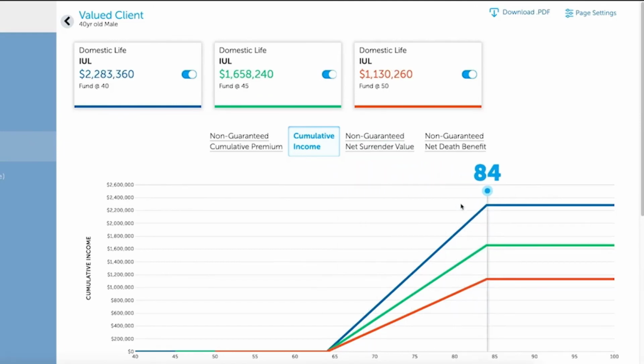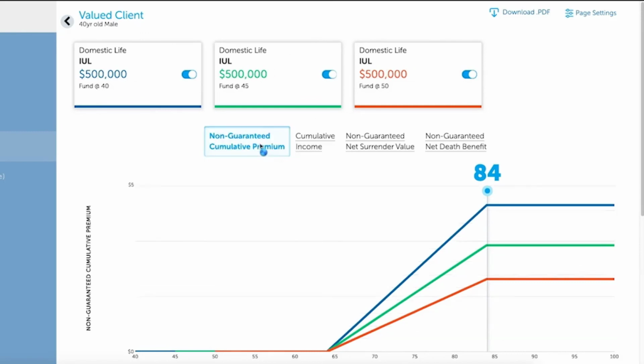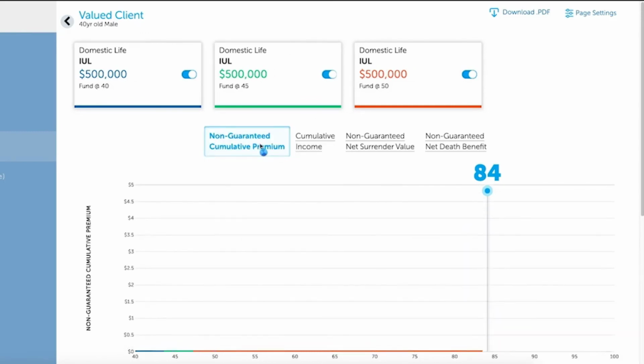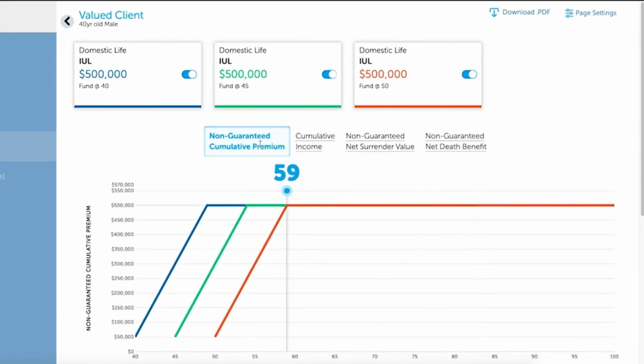What does that stack up to over time? If you pull it out here to see it at age 84, we're looking at a difference of about $1.1 million between funding at 40 and funding at 50. You have only put $500,000 into the policy. So this is a great way to explain to someone the time value of money in a very visual format.